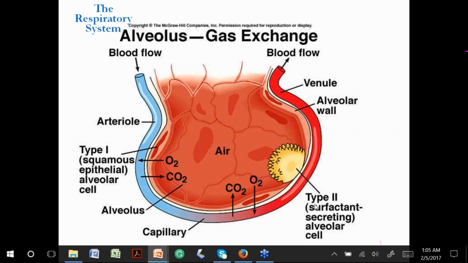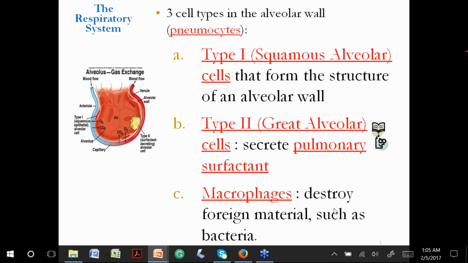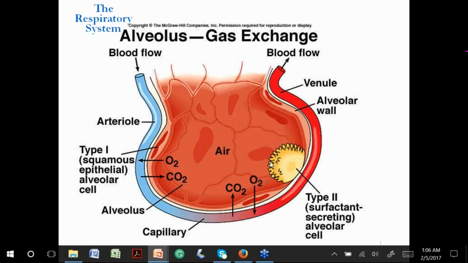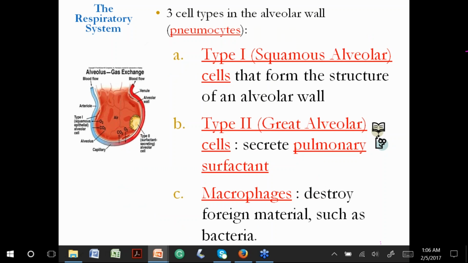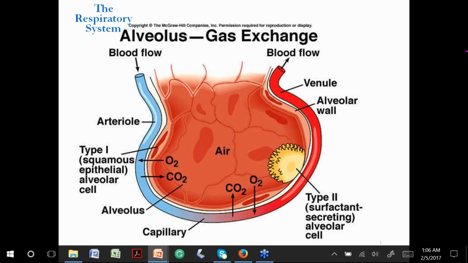And these type 2 cells are the ones that produce the surfactant substance. So here we have the name, please write it down: the surfactant substance, or pulmonary surfactant. What it is doing is really crucial for living. Why? Because it is going to decrease the tension of the fluid.